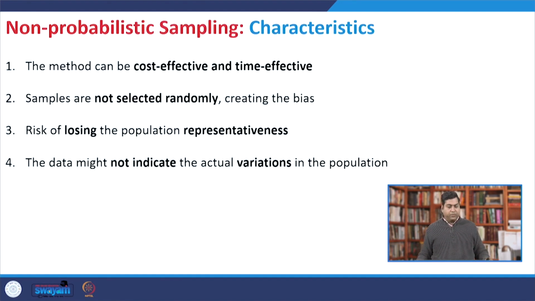Now if you understand this part, the characteristics of non-probabilistic sampling: the method is definitely cost effective and time effective, especially convenience sampling. You don't need to really search for people to take part in the survey, because you know them, or they are willing to take part, so you can easily go for convenience sampling. In this case, samples are not selected randomly, which is going to give you some threat of bias.